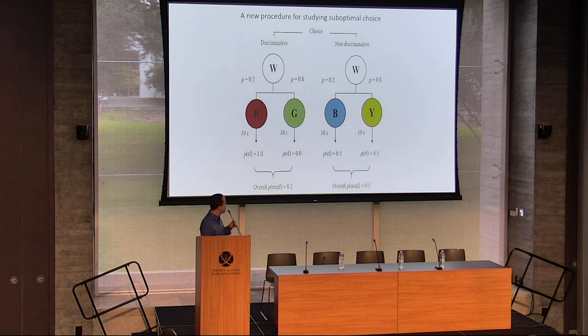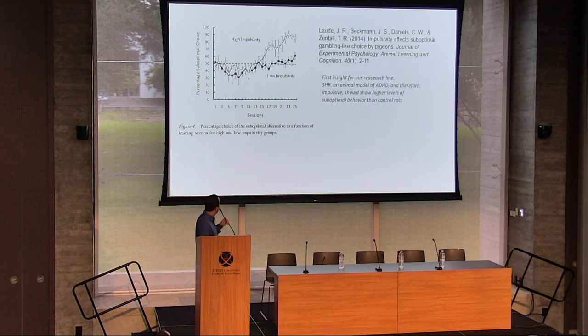In the last decade, much research has been devoted to understanding this phenomenon, and we know that one of the predictors of suboptimal choice is the degree of impulsivity that the subjects have. For example, it was shown that highly impulsive subjects have a higher preference for the suboptimal alternative than low impulsive subjects. It is precisely this relationship which gave rise to our interest in suboptimal choice. Emmanuel Trujano, my first PhD student, was interested in evaluating spontaneously hypertensive rats, which are supposed to model attention deficit hyperactivity disorder. Taking this relationship, we hypothesized that if these rats are really impulsive, they should be more suboptimal.